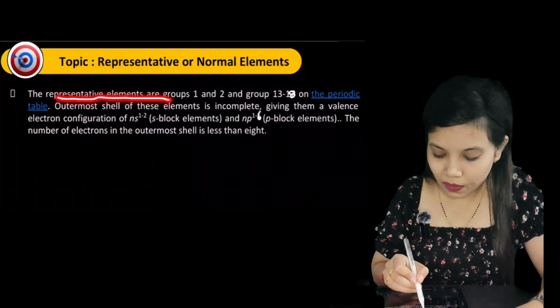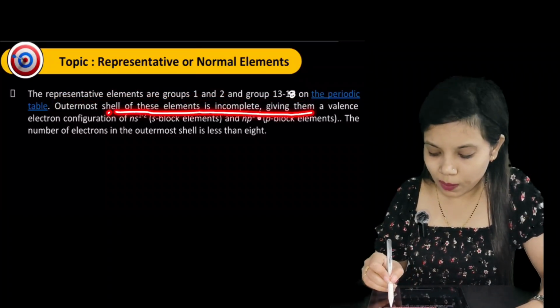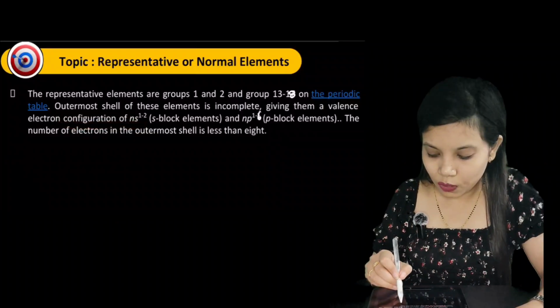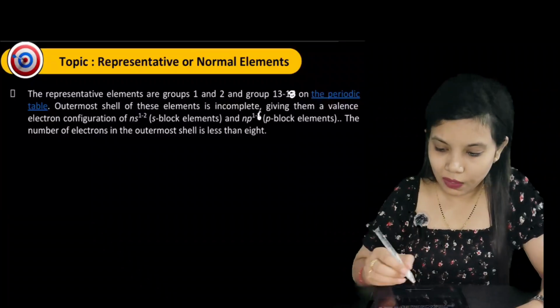So the representative elements are group 1, 2 and 13 to 18. The outermost shell of these elements is incomplete and they have a valence configuration NS1 to 2 and NP1 to 6. So collectively they are known as representative elements.